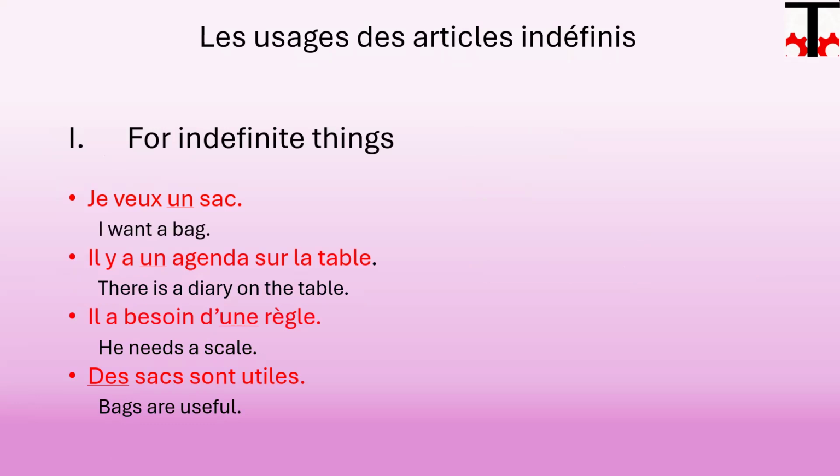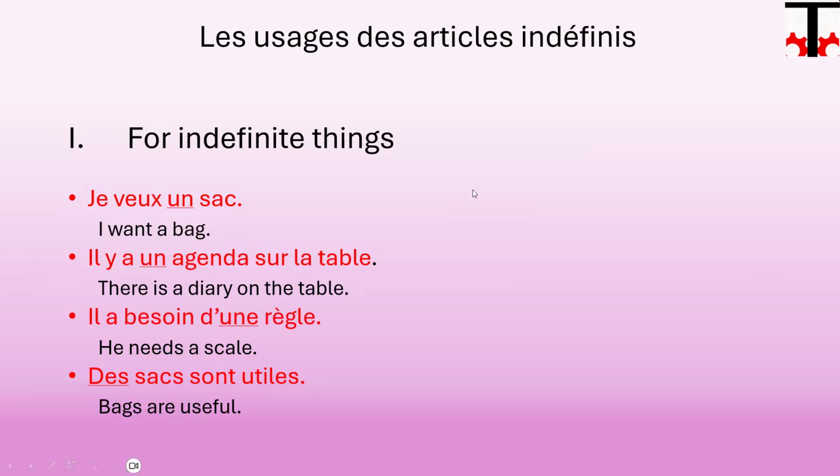The indefinite articles, or les articles indéfinis, are used for indefinite things, that is, for things that are not specified. These articles translate to a, an, some in English. Un, une translate to a or an, and des translates to the plural form of the word or some.